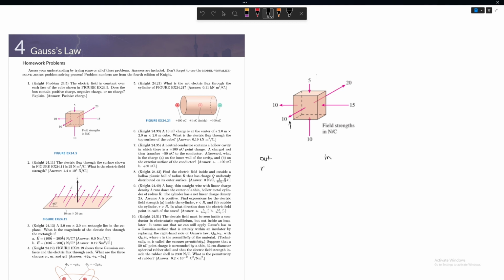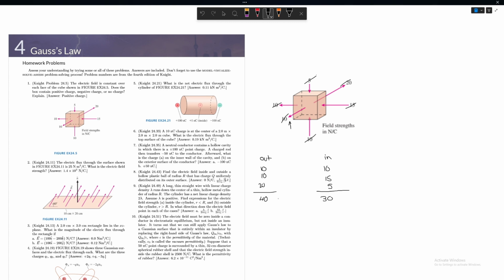My out is 10, that's done. I have another 10 out, okay, that's done. I have another 20 out, that's done. Now this total is 40, we have 40 lines out. And now, if I have 10 in, and another 15 in, and another 5 in, this equals 30.